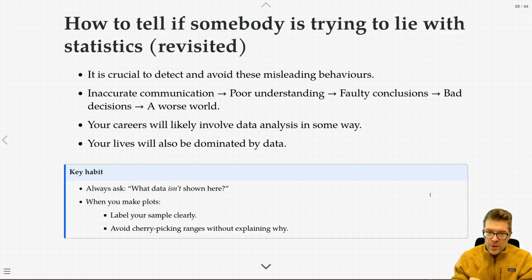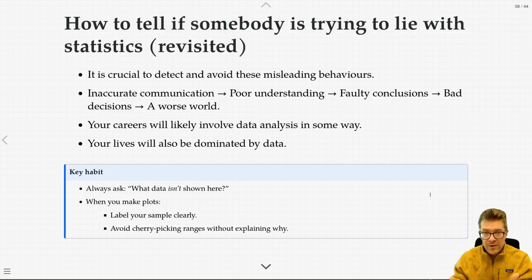Your individual careers are almost certainly going to involve data analysis in some way, whether you're data science as core or data science as a tool. Data science will be a big part of it. And you're going to have to generate graphs or interpret graphs, and you want to make them ethically, and you want to interpret them carefully.